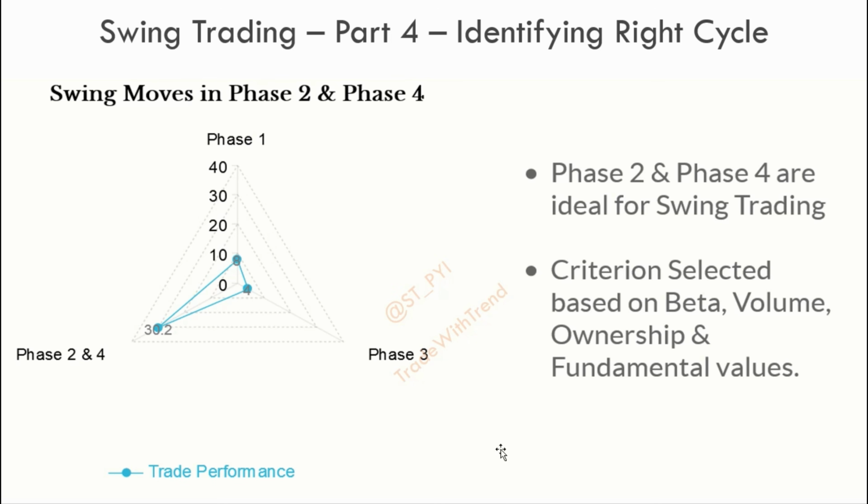So this is some data that I pulled out regarding swing moves in stage 2 and stage 4. What we can see is that in phase 1 accumulation and phase 3 distribution phase, the average swing movement that happens in a stock is between 8% and 4%. Right? Now see what happens when a stock enters phase 2 and phase 4. The average move that happens is about 28%.